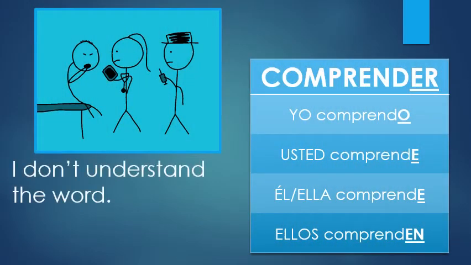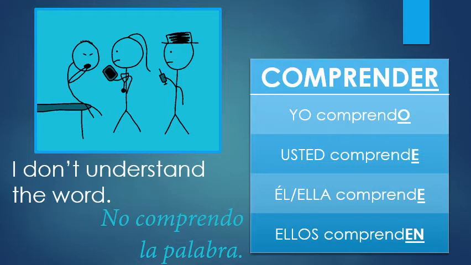Now, let's practice comprender. I don't understand the word. Very useful phrase for you to learn right now, okay? I don't understand the word. No comprendo la palabra. So I touched on this briefly last time. Spanish doesn't use do. English is weird. English is the weird one here. Do is a pain in the butt. Instead of saying, I do not, they just say, I not understand. This makes your life easier, trust me. So, no comprendo la palabra.